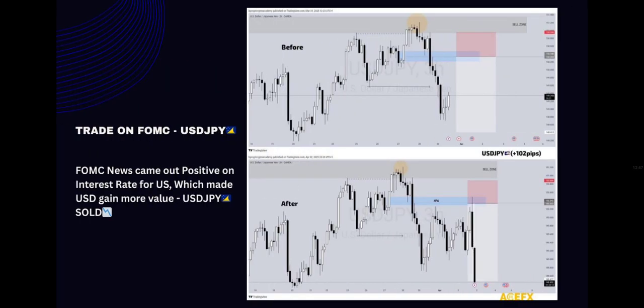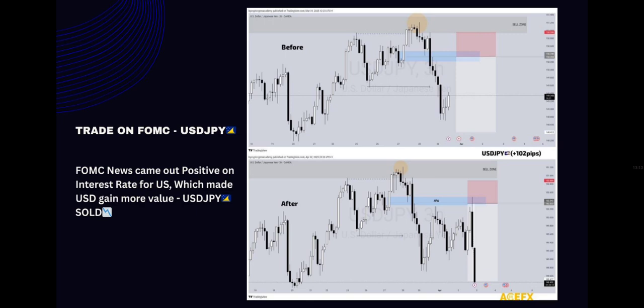Now, for the long term, we had the USD JPY. This is FOMC news, and this is the 3 hours time frame. This trade kept on selling drastically, but I just left it because the profit was massive. So the FOMC meeting came out, and it came out weak on interest rates for the US, which made USD lose value, and USD JPY sold.